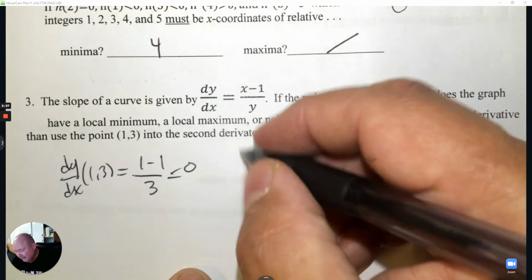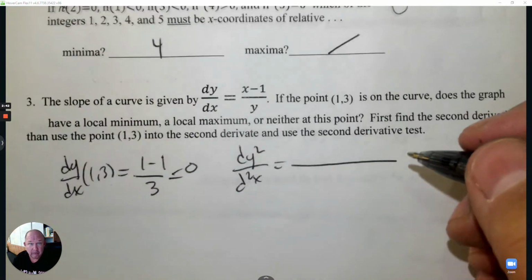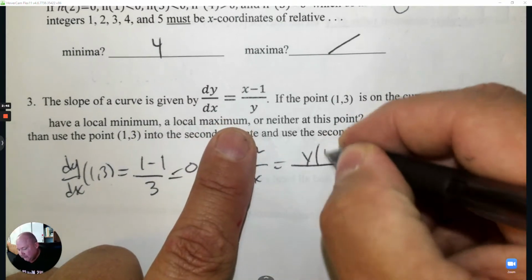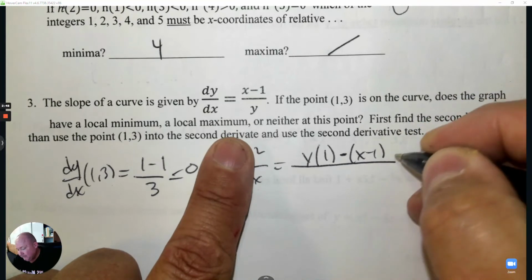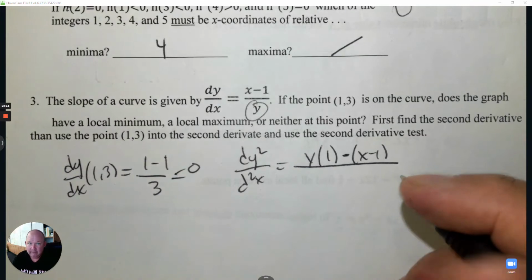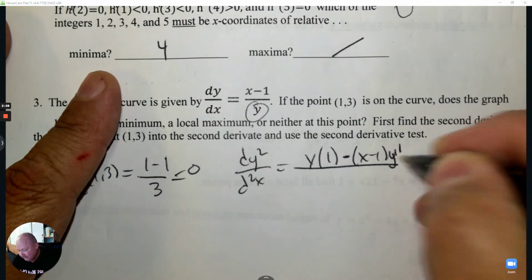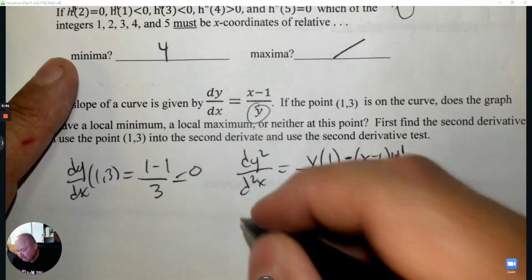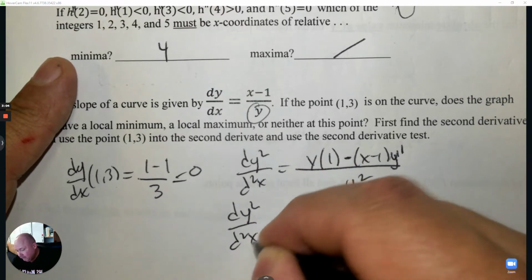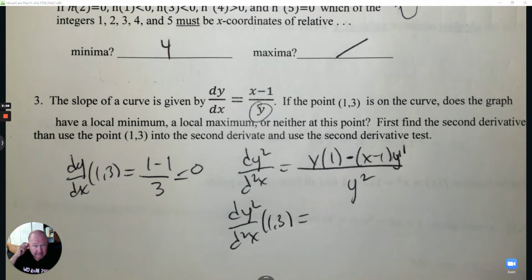Then I need to take the second derivative. And to take the second derivative, I need to do the quotient rule, which is the bottom times the derivative of the top minus the top times the derivative of the bottom. Now, the bottom is y, so the derivative of y is 1, but it needs the hook y prime when we do it implicitly. And then the bottom squared. Then we're going to plug the point into the second derivative. If the answer is positive, that means it's concave up. That means it's a minimum.